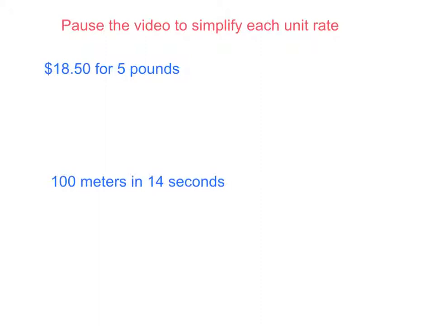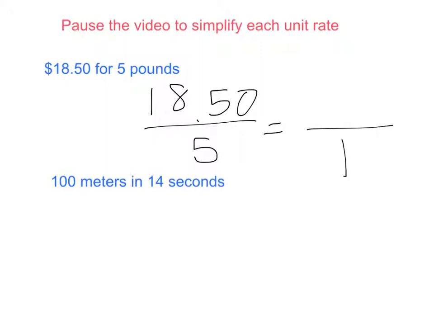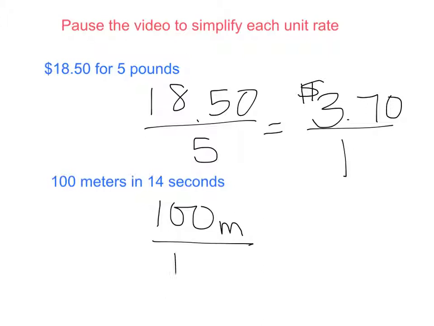So for the first example, you have $18.50 for 5 pounds. So to simplify that, we're trying to get it to equal 1 pound, which means you divide the top and bottom by 5, and we get $3.70 per pound.